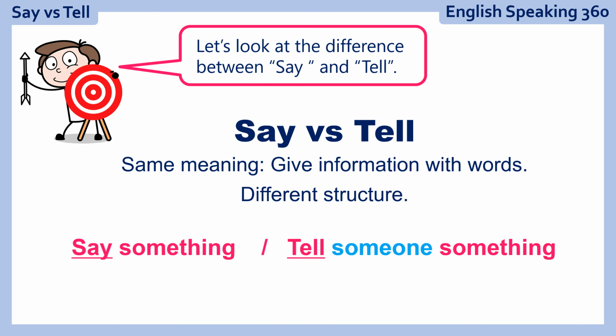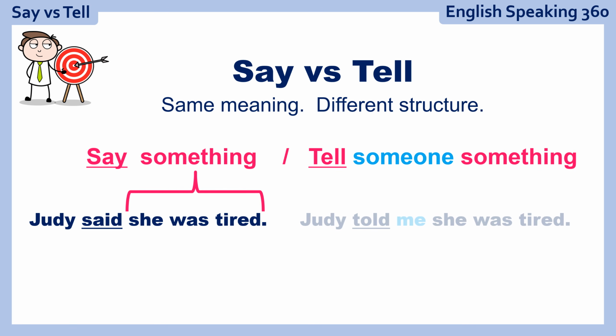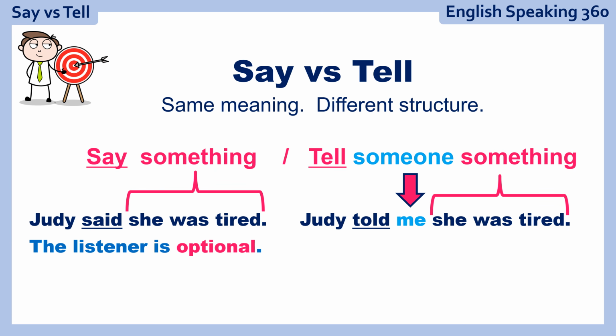That's the major difference. Now, let's take a look at some examples. Judy said she was tired. Good. So something is she was tired. Okay? Judy told me she was tired. The someone is right there, me. And of course, the something is the same, she was tired. The listener is optional with say, like we said before.